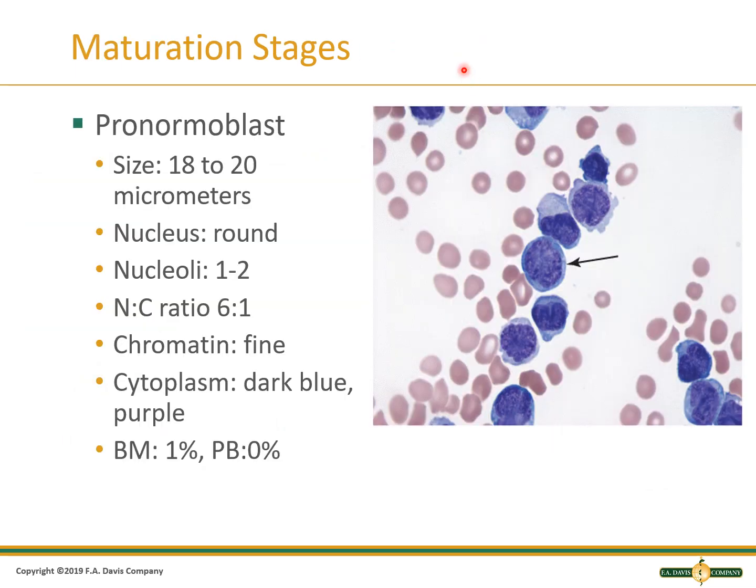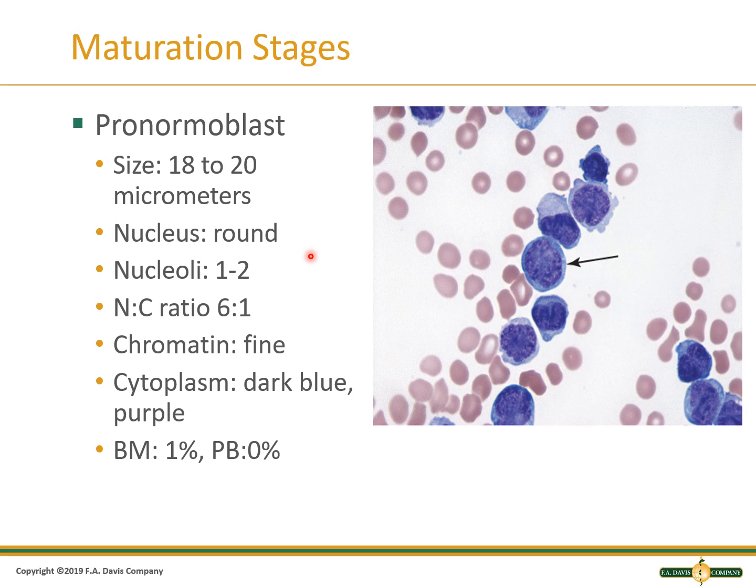So here we're going to go through each stage that we saw consolidated on the slide previously for the red blood cell maturation process. So we start with the pronormoblast. Here are the criteria that you look at for cells, not just for red blood cells, but also for white blood cells, as we've talked about. So we look at the size, and for the pronormoblast, that's 18 to 20 micrometers. The shape of the nucleus is round. As you can see, we have an arrow pointing to one in particular. Nucleoli may be visible, and you may see 1 to 2 nucleoli.